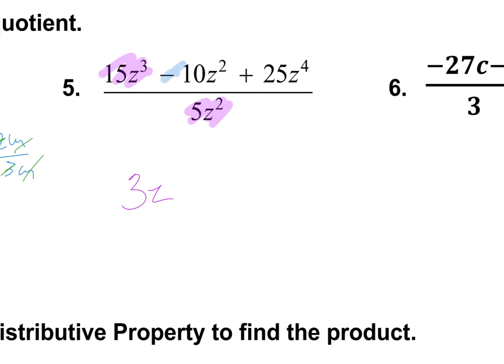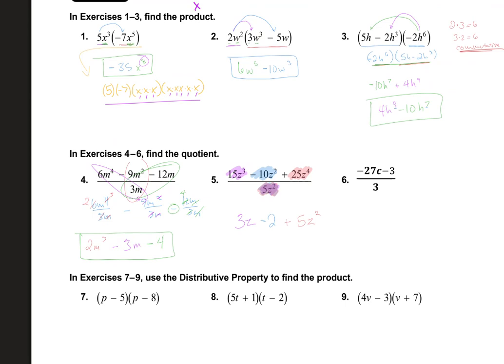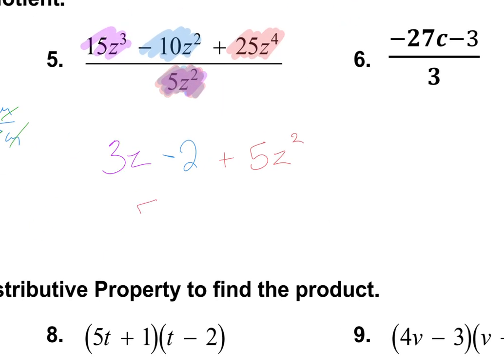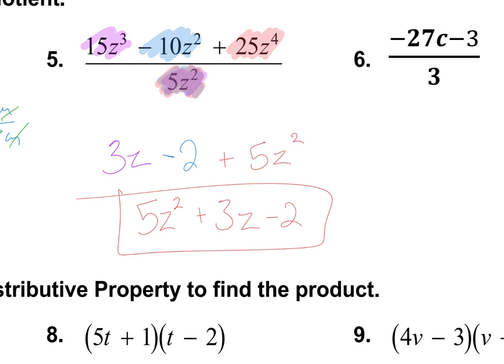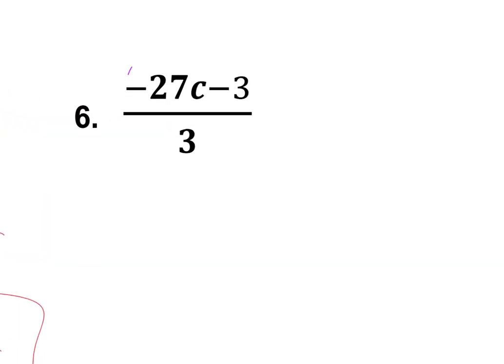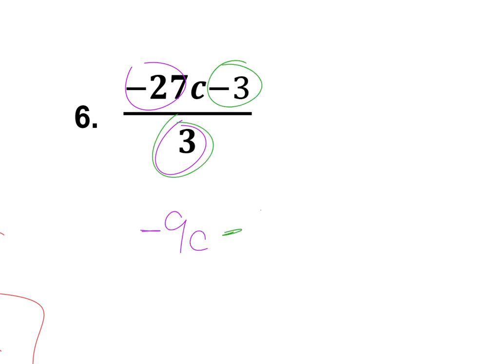And then after that, I'm going to think about this being divided by this. So negative 10 divided by 5 is negative 2. z squared divided by z squared is nothing. And then the last one is 25z to the 4th divided by 5z squared. Well, that is going to be positive 5z squared. And just like this one up here, I'm going to rewrite it in standard form. Done. Next. 27 divided by 3 is negative 9c. Negative 3 divided by 3 is negative 1.